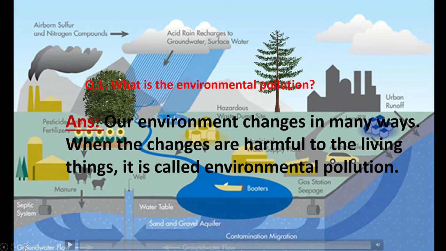So here is a question and answer. If you find it difficult to write the question and answer, how you'll write, so it can help you. Our environment changes in many ways. When the changes are harmful to the living things, it is called environmental pollution. Or you can write, environmental pollution is the addition of harmful or poisonous substance into the environment.